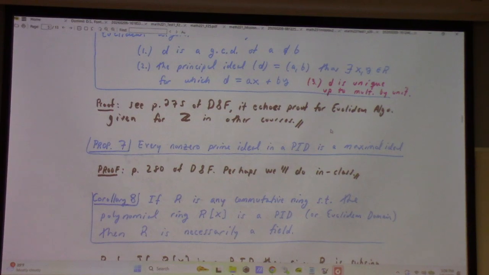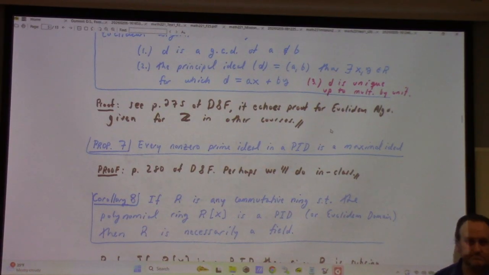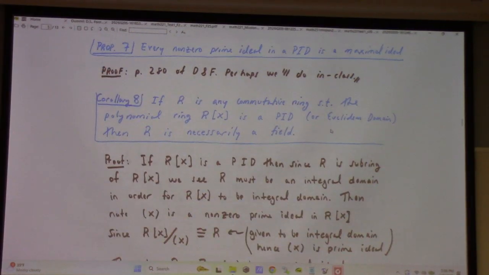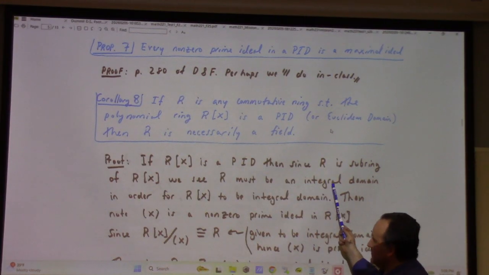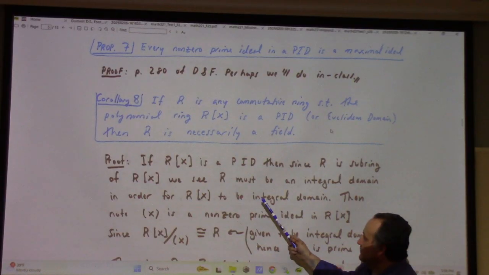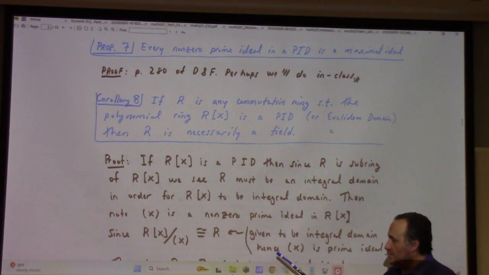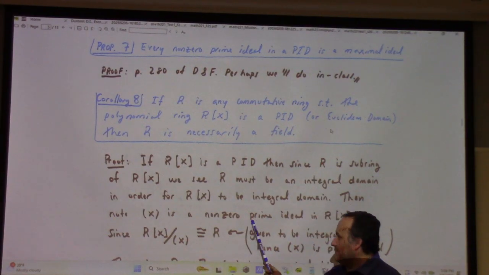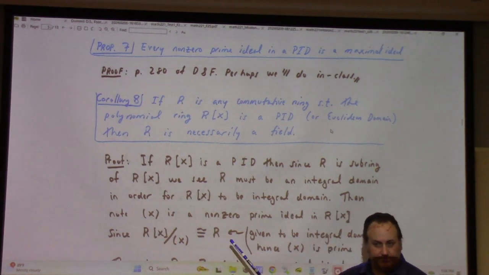Corollary, if R is any commutative ring such that the polynomial ring R[x] is a PID, then R is necessarily a field. Here's how the proof goes. If R[x] is a PID, then since R is a subring, it must be that R is an integral domain. And so if we look at R[x] mod the principal ideal generated by x, we can see that this must be a prime ideal, because the quotient of R[x] by the ideal generated by x is just R again.